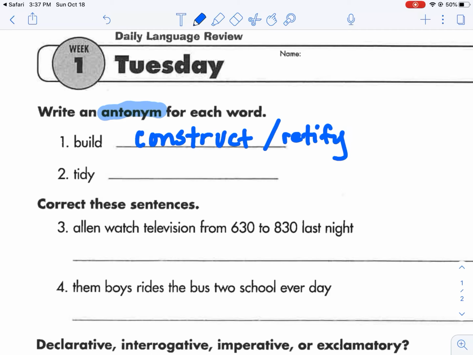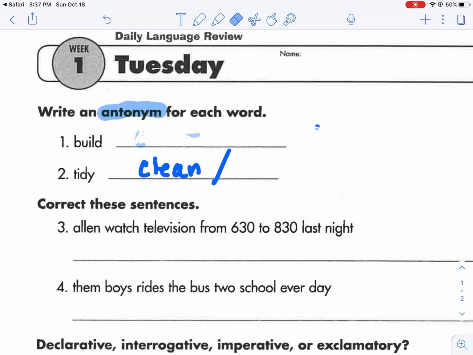Okay, for the next one we have the adjective tidy. Tidy, if you are a tidy person, that means you are a clean person, or another antonym. Whoops. Mistake. Make sure you're paying attention, which I apparently was not. Antonym means not, I was giving you synonyms. We need words that mean the opposite. That's what antonym means. Antonym means the opposite in meaning.